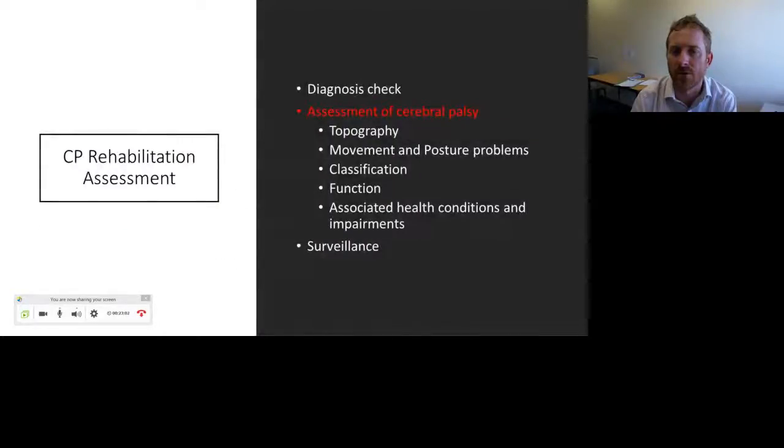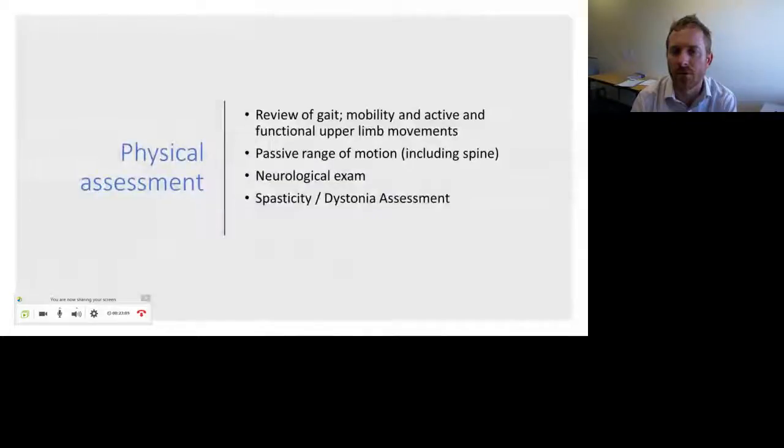So on to the rest of the CP assessment. Our physical assessment often involves a review of gait for those children who are ambulant, who are walkers, their general mobility for children who are yet to gain that skill or are unlikely to, and active and functional upper limb movements. Passive range of motion, including, of course, thinking about the spine, a neurological exam, and assessment for the type of movement disorder. And I've mentioned spasticity and dystonia here as being by far the most prevalent in our practice.